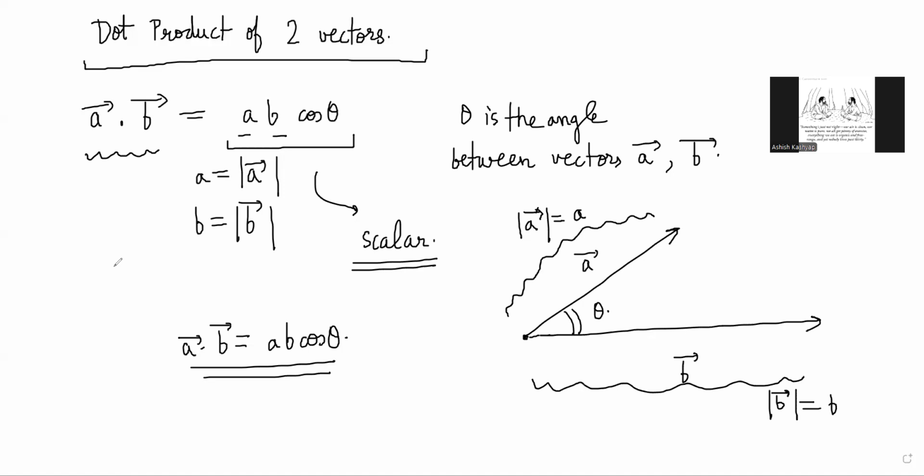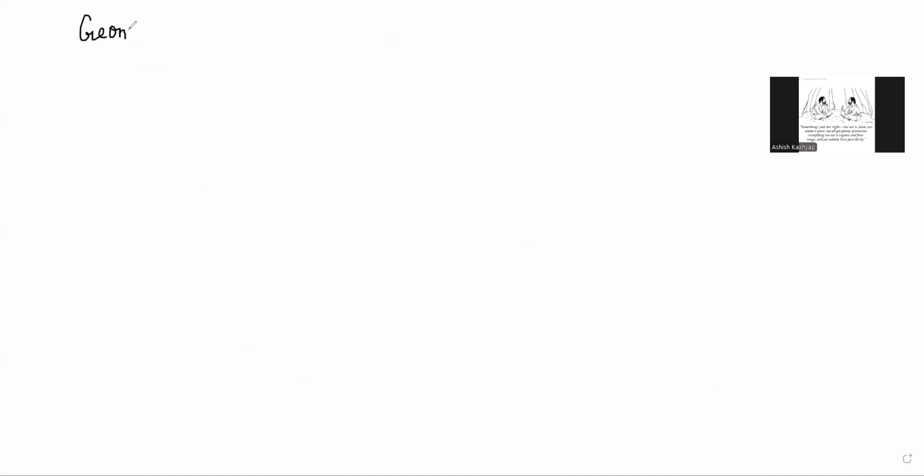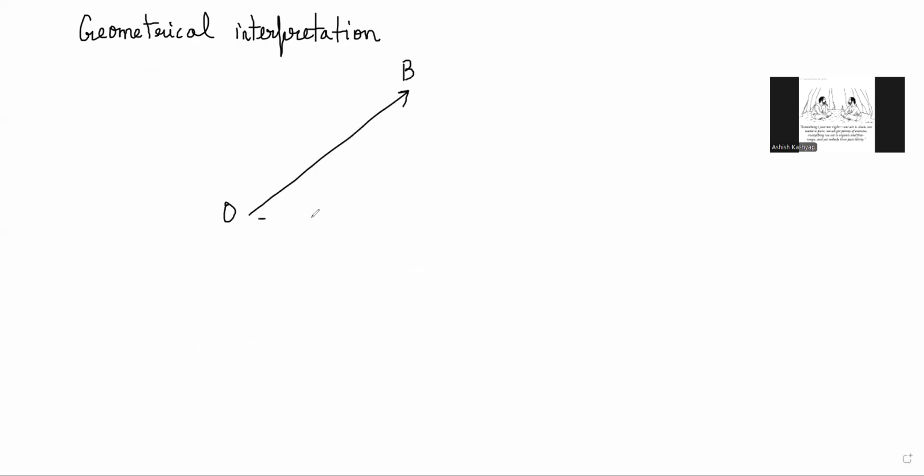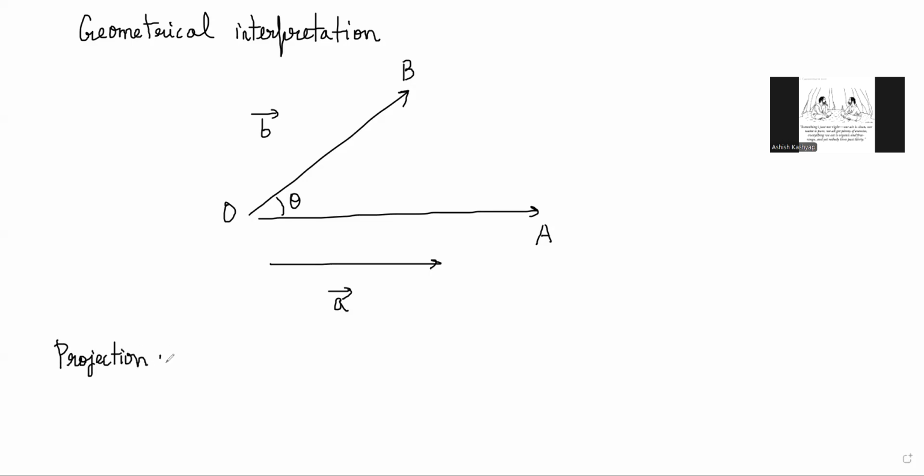Now, how do we understand this geometrically? The geometrical interpretation of dot product: you can think of it as a way to understand the projection of one vector on the other. Let's say we have one vector like this, OB, and another vector like this, OA. This is your B vector and this is your A vector, right? The angle between them is theta. Now, what do we mean by the projection of the B vector on the A vector?